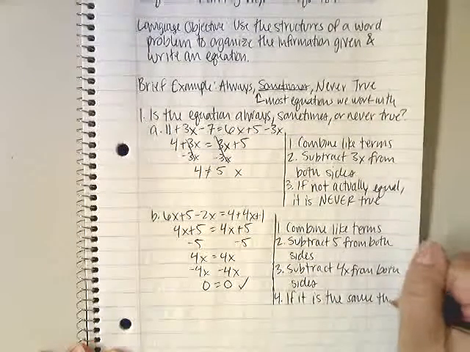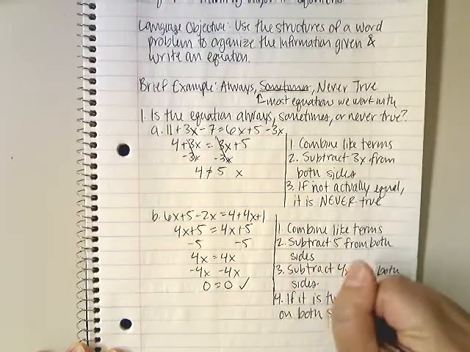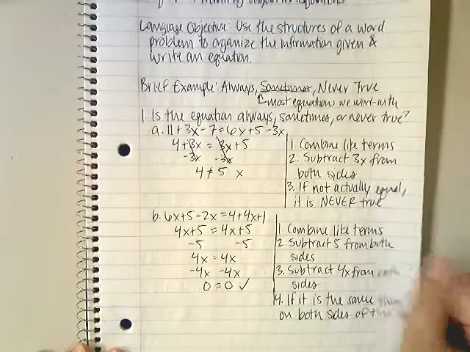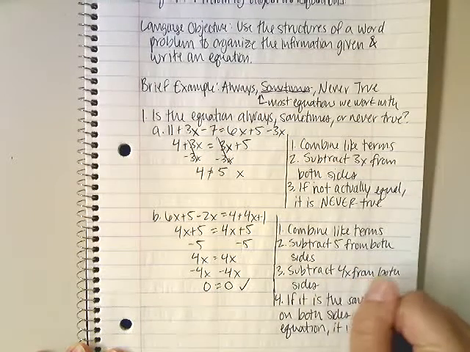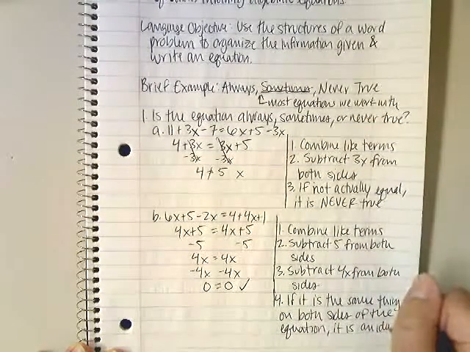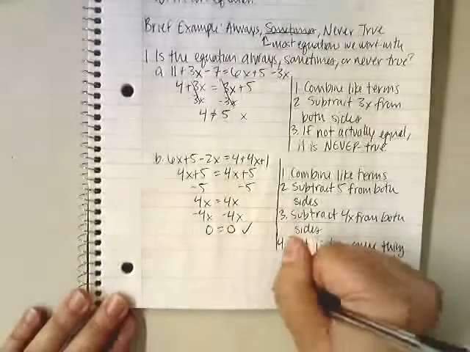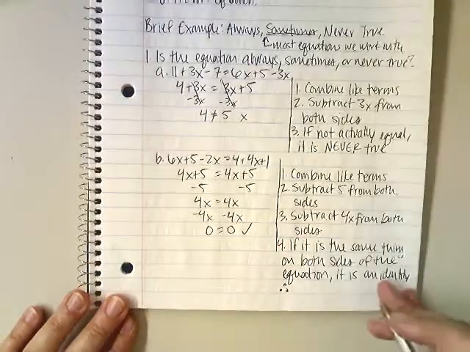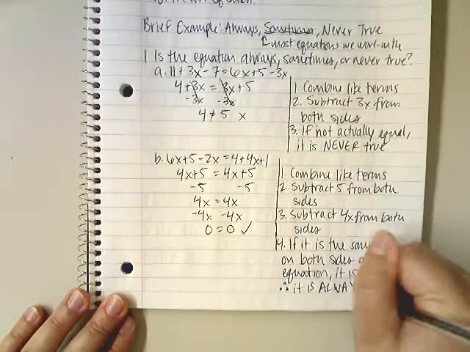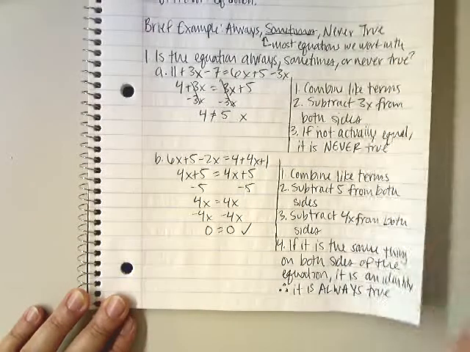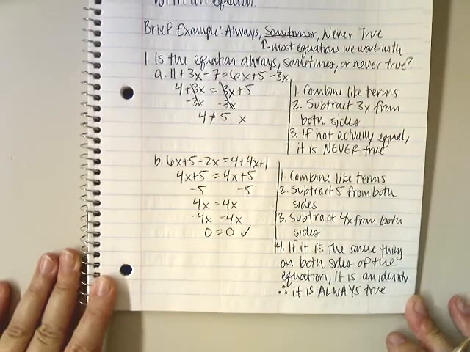So I'm going to write that out. If it's the same thing on both sides of the equation, it is an identity. Therefore, those three dots mean therefore, it is always true. So those are our two examples of never and always. If you see that, that's what it's asking.